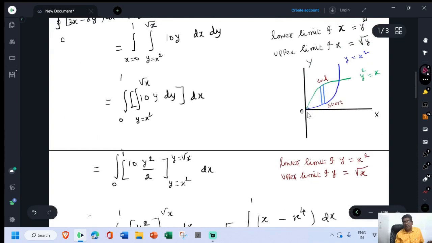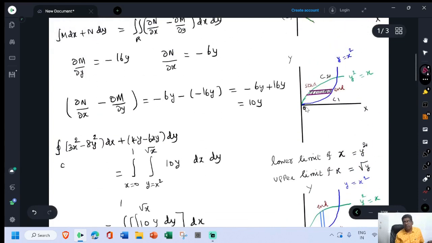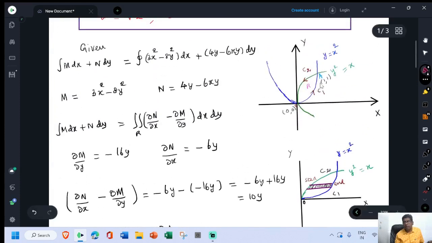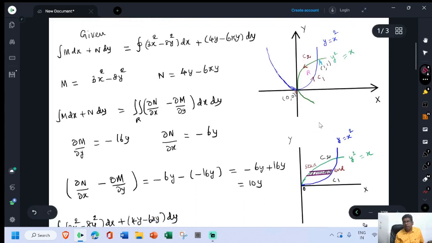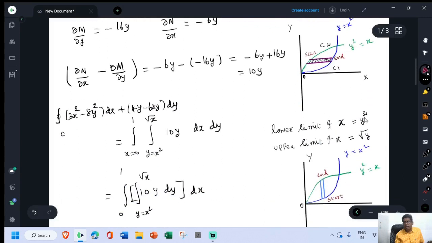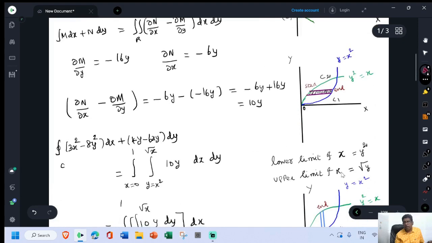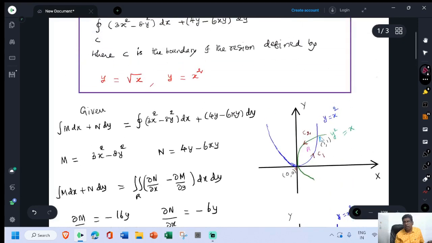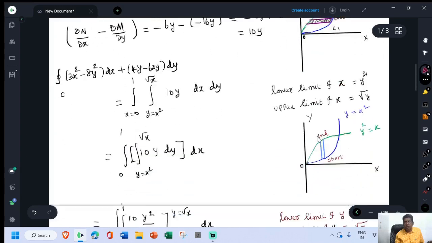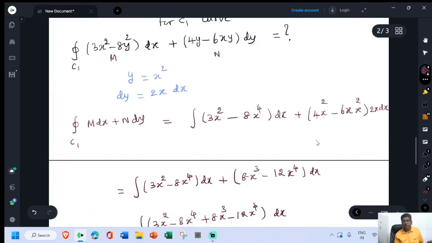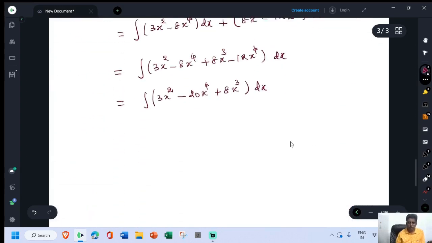The lowest value of x in the curve C1 is 0 and the upper value of x is 1. See this, 0, 1. We have expressed x in terms of y square. The lowest value of y is 0 and the upper limit of x is root y. The upper value of y is 1, so root 1 is equal to 1. So the limits are 0 and 1.